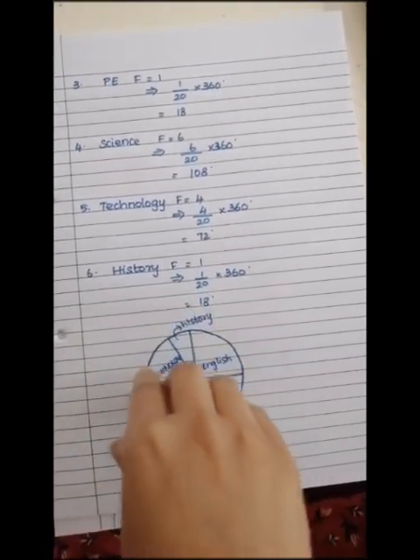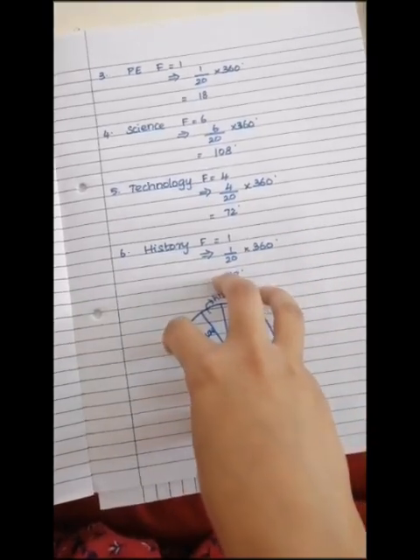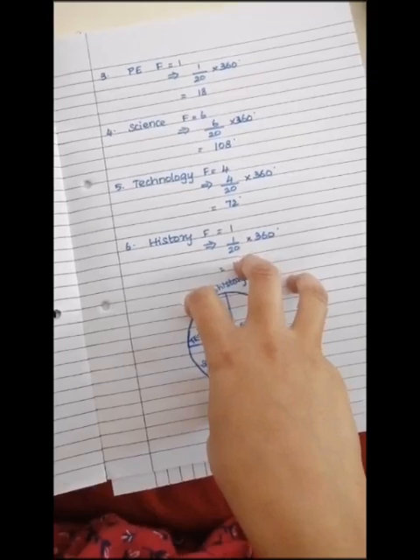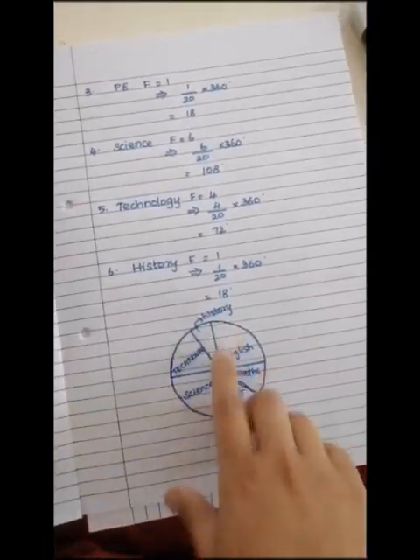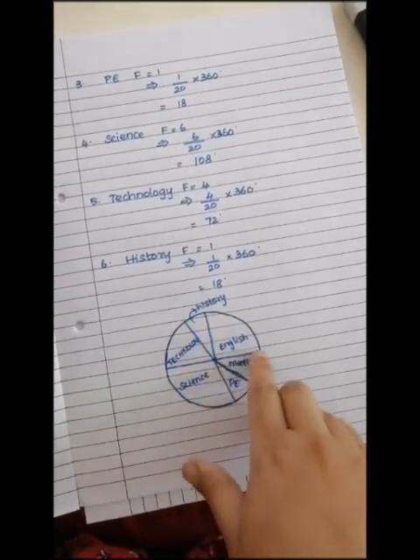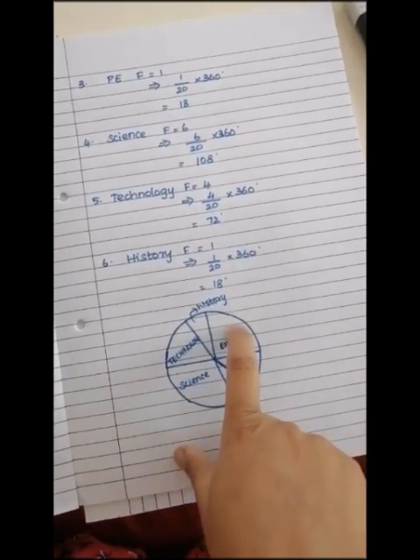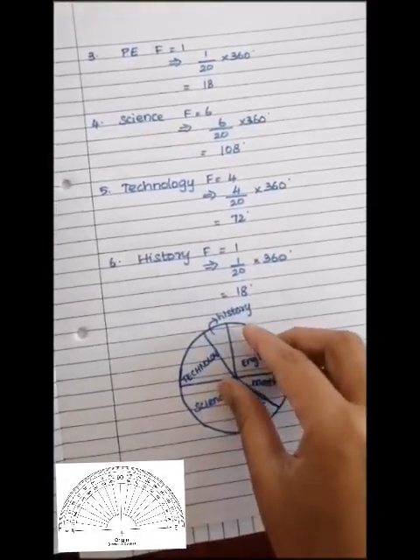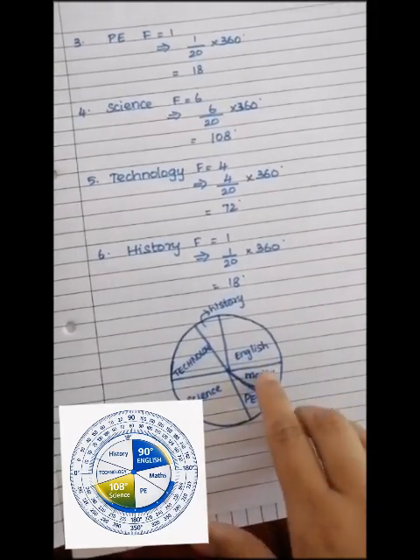If you want to make the values, substituting in the 360 degrees. First, English means 90 degrees. We all know that 90 degrees comes from this. This is 90 degrees, the whole sector, English. Next, Maths 54 degrees. Using the protractor, we can make that 54 degrees for Maths.